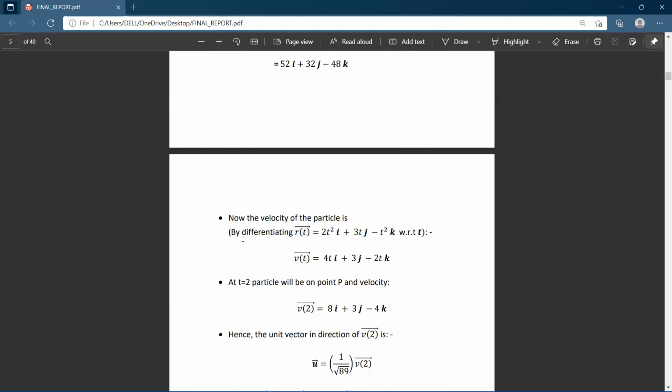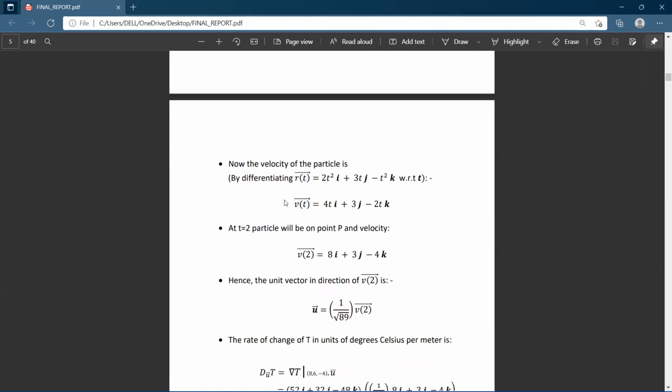So I want to find velocity. So I have to differentiate this path with respect to t. So I get vector v as 4t i cap, 3 j cap, minus 2t k cap. But at which point do I have to find the velocity?